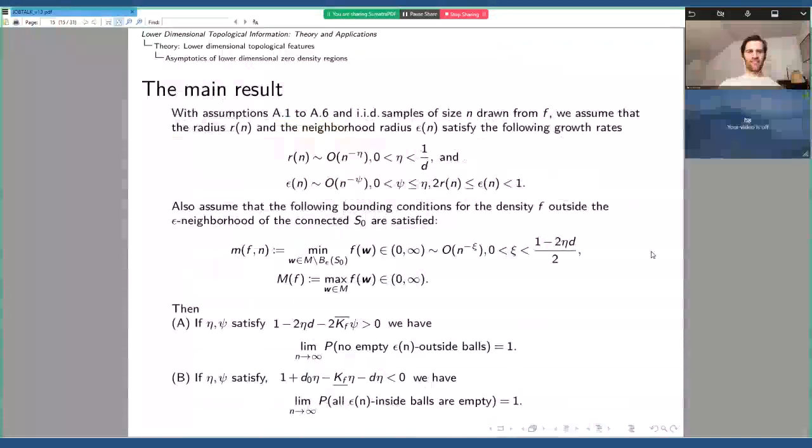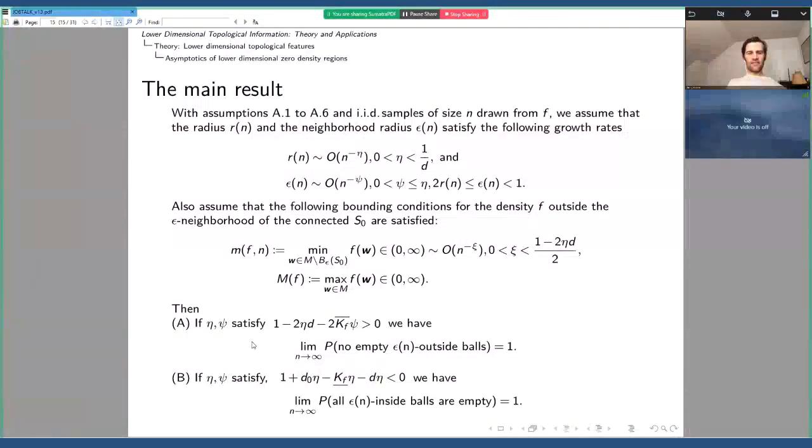So our main theorem basically prescribes the polynomial growth rate of the radius of the covering ball and also the shrinkage rate of the epsilon parameter. That allows us to detect the zero density region. For part A and part B, if both sufficient conditions are satisfied, then the limiting probability that there is no empty epsilon outside ball, as well as the limiting probability that all the epsilon inside balls are empty, will both tend to 1.